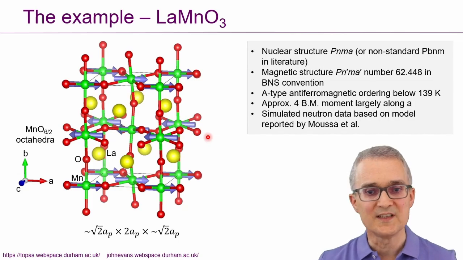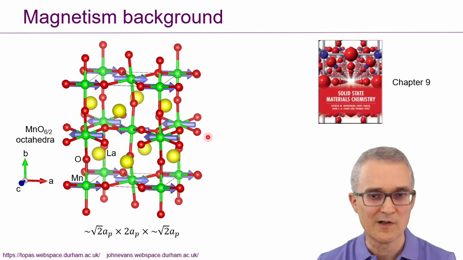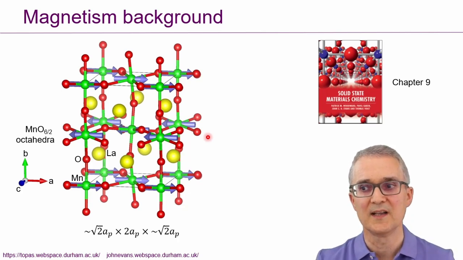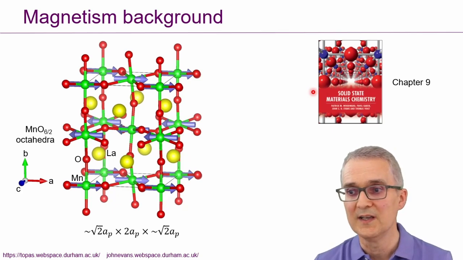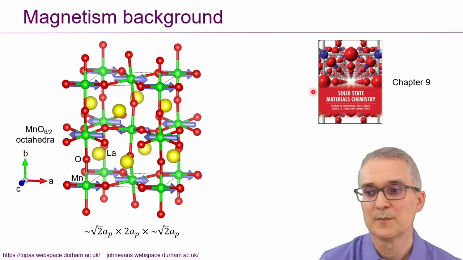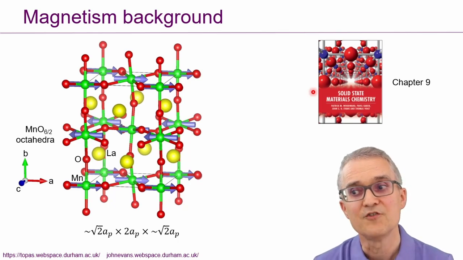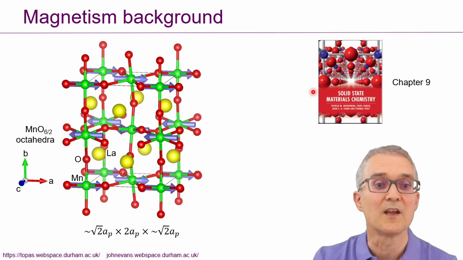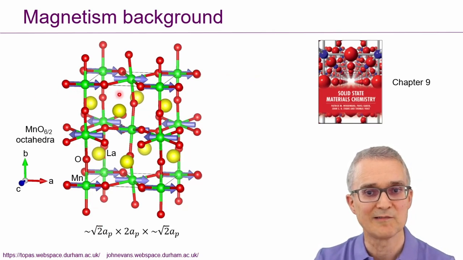If you're interested in why it adopts that particular magnetic structure, we're not going to go through it in this tutorial, but if you're interested in the physics behind why it adopts that particular magnetic structure, you could look at the textbook that's on the screen on the right here, Solid State Materials Chemistry. That's a book that I co-authored with Pat Woodward, Pavel Karen and Tom Vogt. And chapter 9 on there is all about magnetic ordering in materials, and it goes through the reasons why this material has this particular magnetic structure.